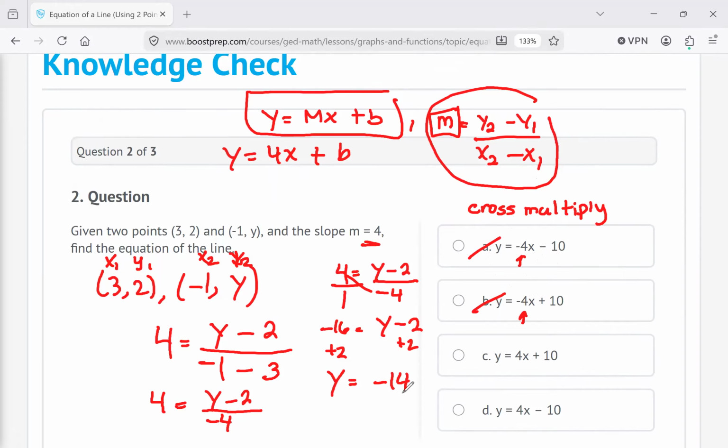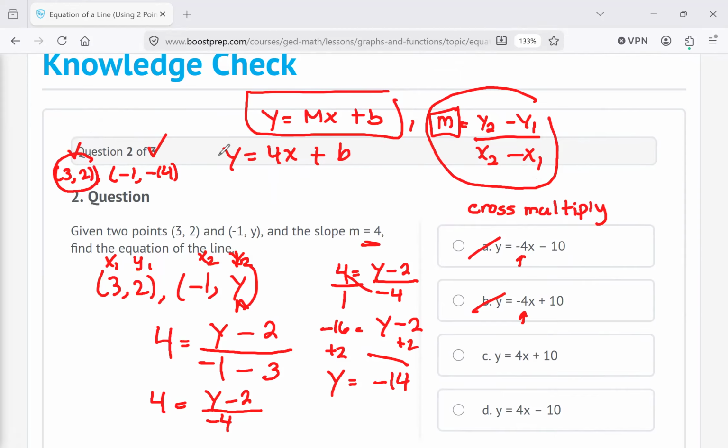Okay, so what did we do here? We did all this work just to find this missing y, right? So now our 2 points are (3, 2) and (-1, -14). Did you know, I just realized this, we didn't even have to find this y? Because all we need is 2 points, right? You could have used this point, you could have also used this point, so you didn't really have to find this y. So I think I'll use this point. I don't know why. Let's see what happens.